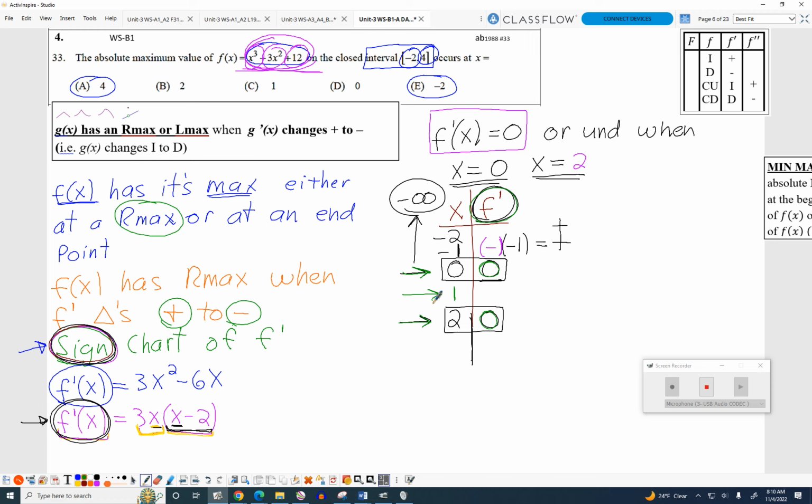So come over here, Ella. If x equals 1, is this first factor of f prime positive or negative? Positive. Second factor? Negative. 2 points for Ella. Questions?